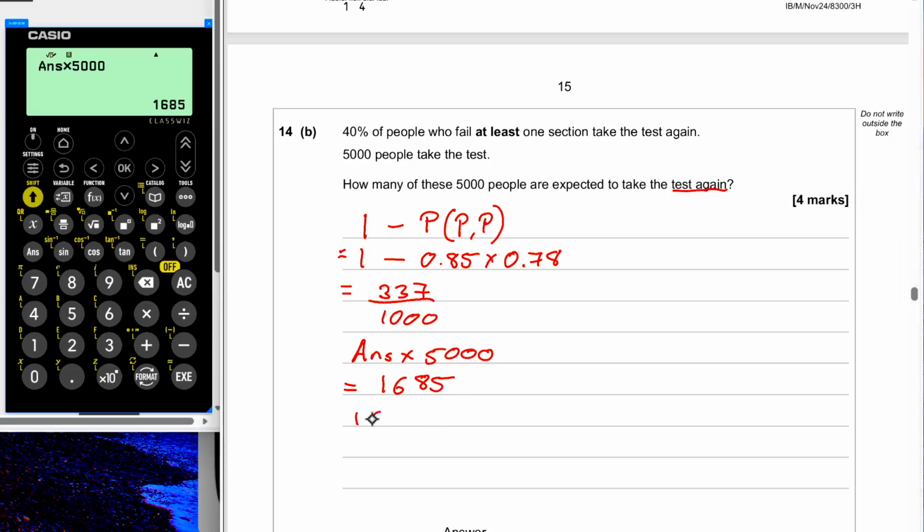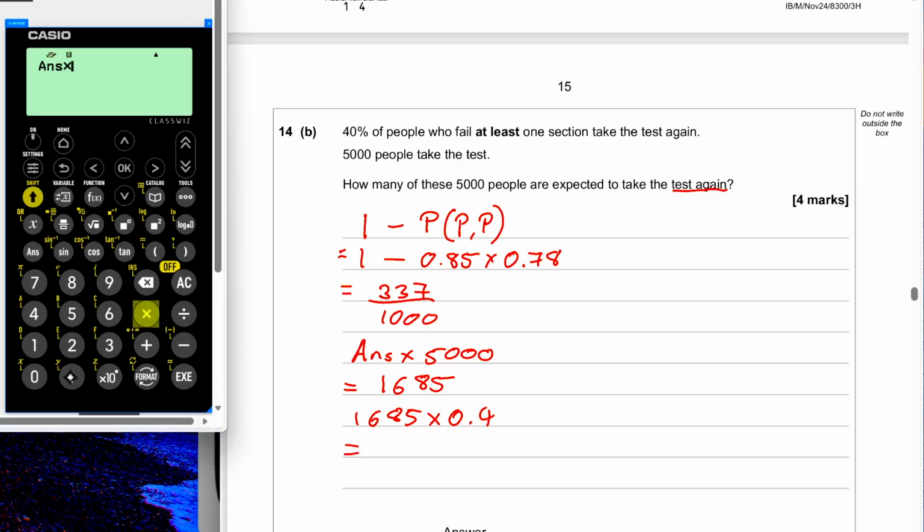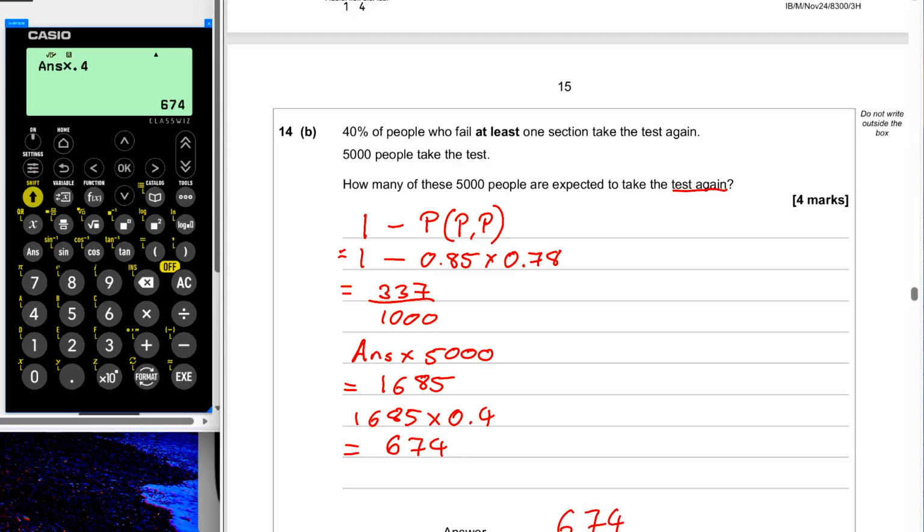So finally, we want to work out 40% of that. So if we times that by 0.4, that will tell us the number that will take the test again. So times that by 0.4 gives us 674. Yeah, so 1,685 is the number who will fail at least one of the tests, but we want 40% of that, as 40% who fail will take it again. Okay.